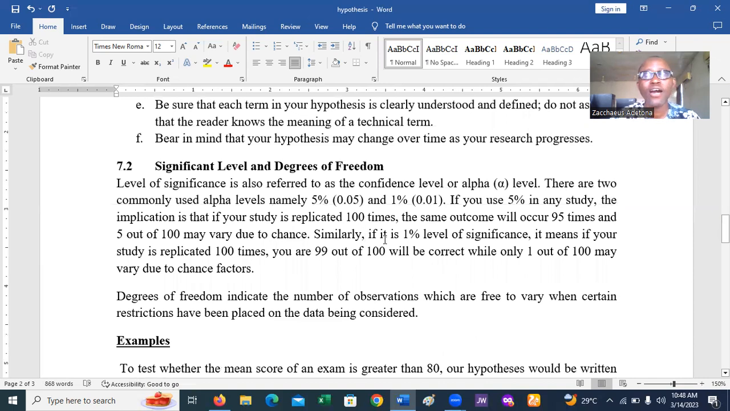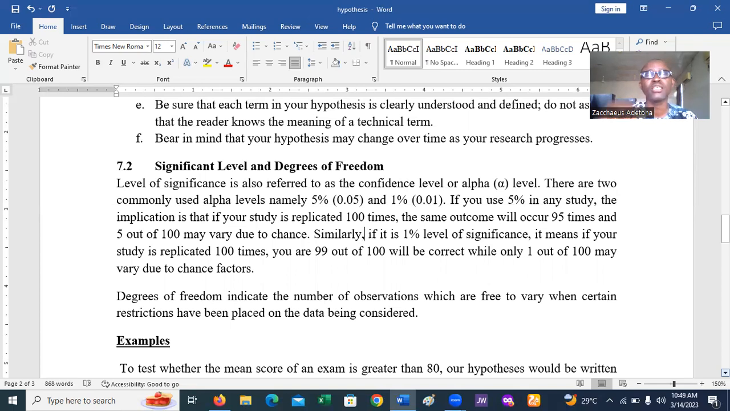All right. Now, let's talk about degrees of freedom. Degrees of freedom indicate the number of observations which are free to vary, when certain restrictions have been placed on the data being considered. That is degrees of freedom. That figure will be obtained from the data at hand, and particularly the inferential statistics that you are employing. Each inferential statistic has its own way to calculate its degrees of freedom.